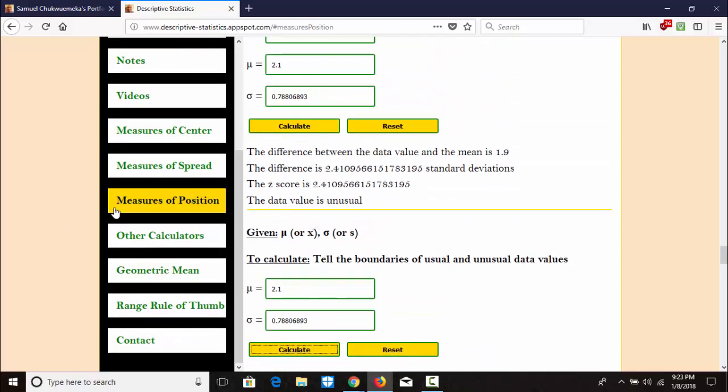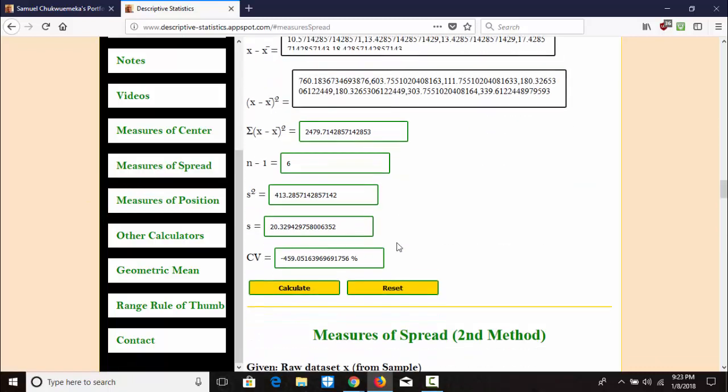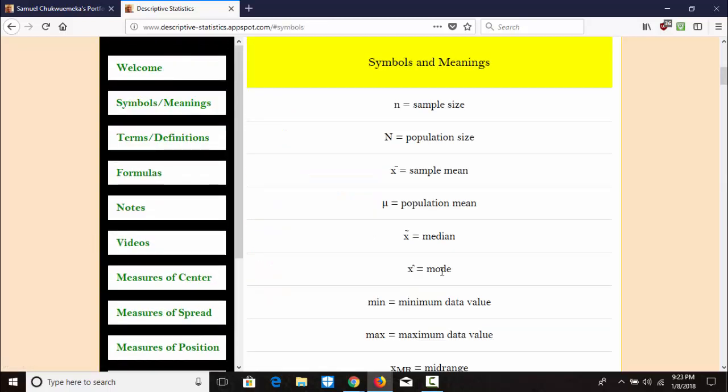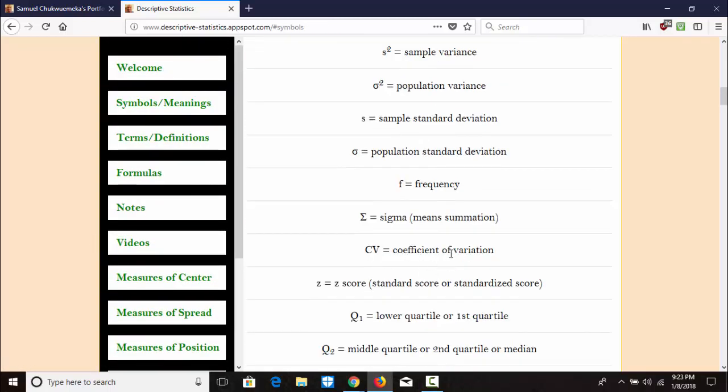If you're going to use my calculator, it is under measures of spread. You see coefficient of variation, CV. This is not curriculum vitae, okay? CV, if you go to the symbol, CV means coefficient of variation. CV, not curriculum vitae.